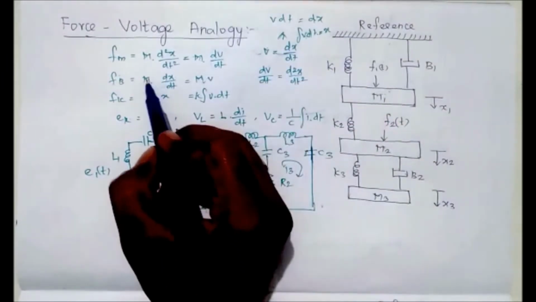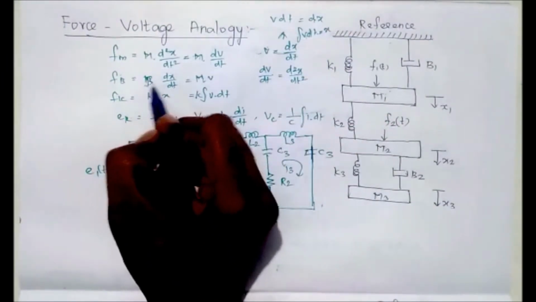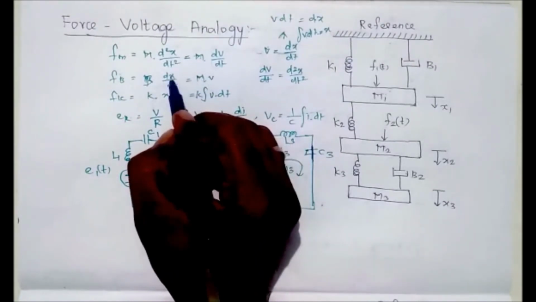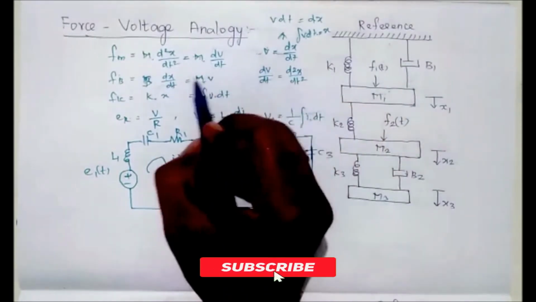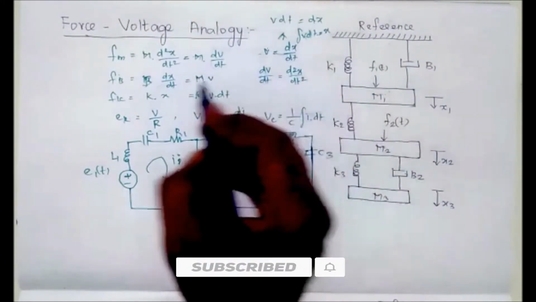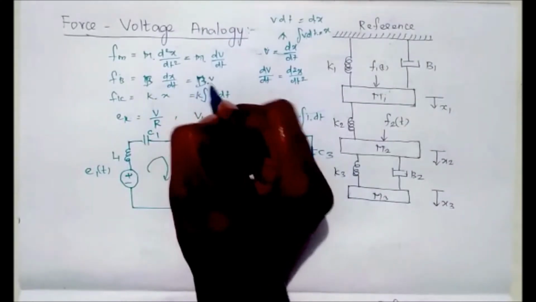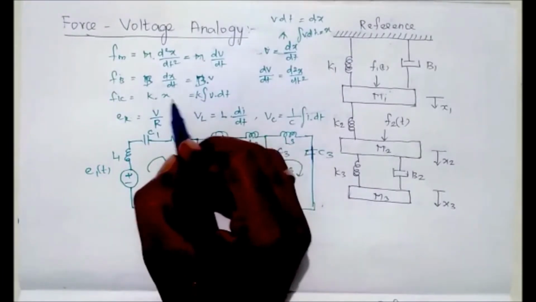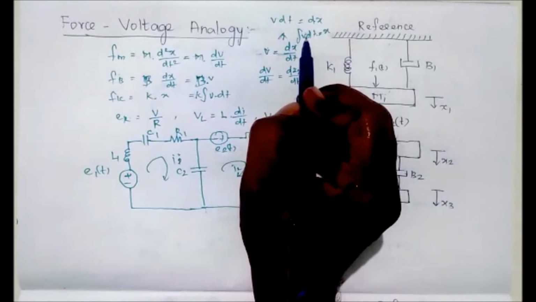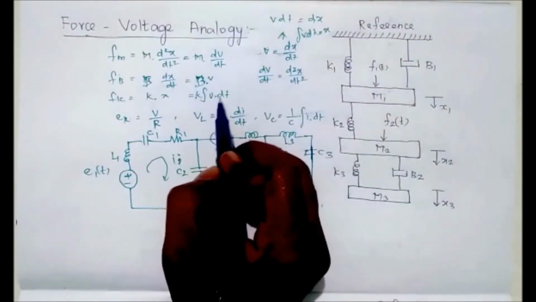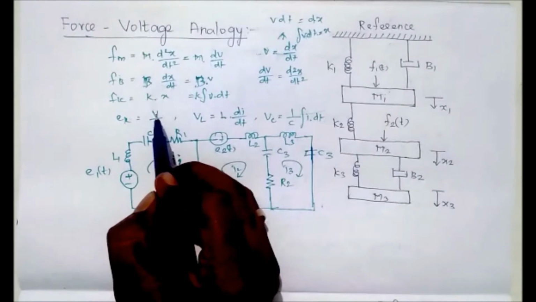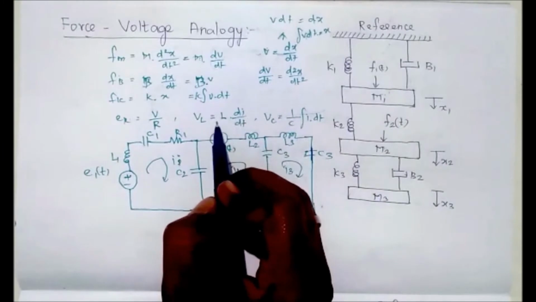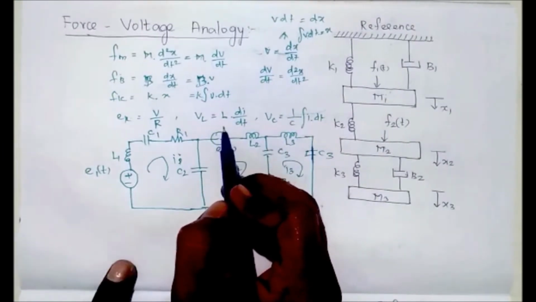Next, for the dashpot force fb equals b into dx divided by dt. If you want to write this in terms of velocity, we know dx divided by dt is velocity. Therefore it is b into v. We know fk equals k into x, so for x we substitute the integral of v into dt. Therefore it is in terms of velocity. Now these are the voltage across resistor, voltage across inductor, and voltage across capacitor. So now we have to equate and identify their equivalence.